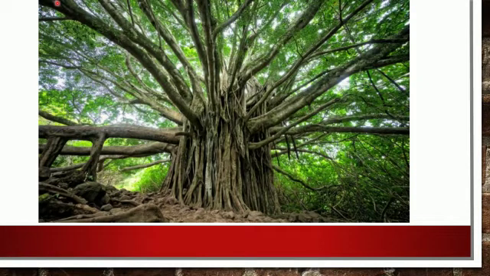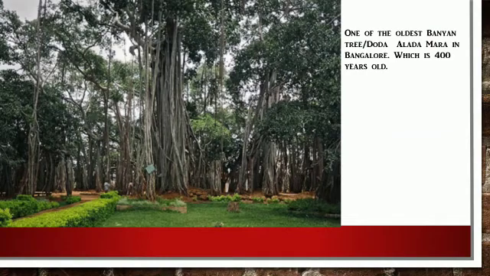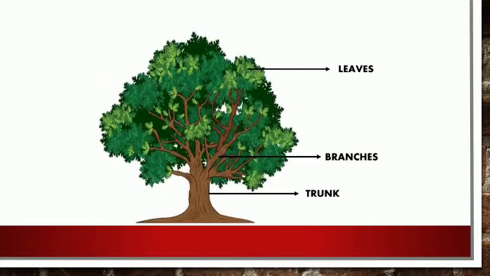Children, the trees can live for many years. You can see in this picture, children, the tree has grown so wide, and its stem that is called trunk is so huge and the branches of the tree are touching the ground. Children, in Bangalore, there is one of the oldest banyan trees, which is also called Dodda Alada Mara, which is 400 years old. So children, what are the big, tall and strong plants called? They are called trees. So what are the parts of the trees? Trunk, branches, leaves, and root. So the thick stem of a tree is called trunk.